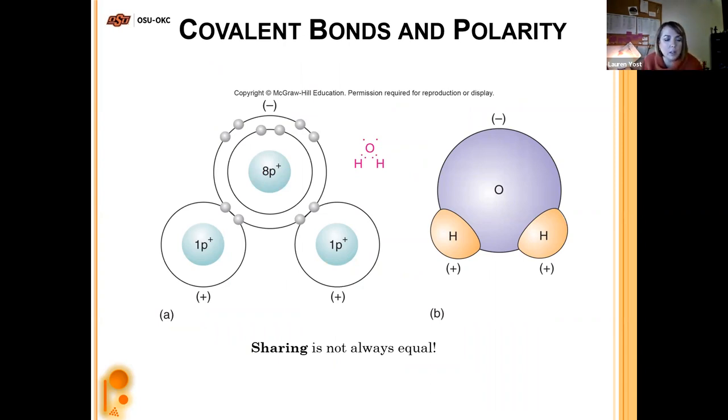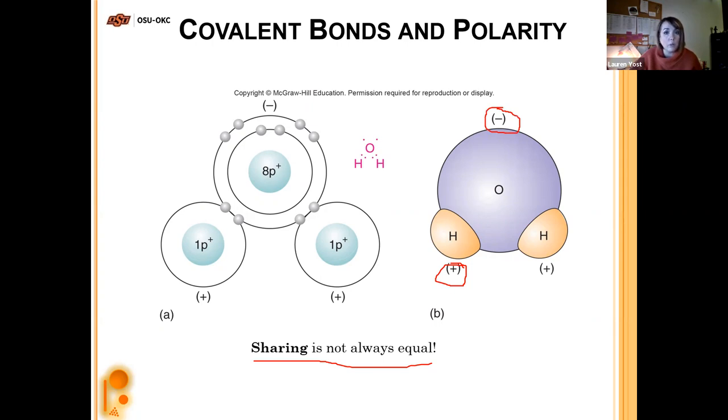covalent bonds. Like we were saying, sharing is not always equal. So that is saying that one can hog electrons more than the other, and that would give that positive aspect to that hydrogen, which is almost losing that electron, not permanently, but in a way, not using it as often as the oxygen would be in this case. This oxygen's hogging it, so it would be negatively charged.